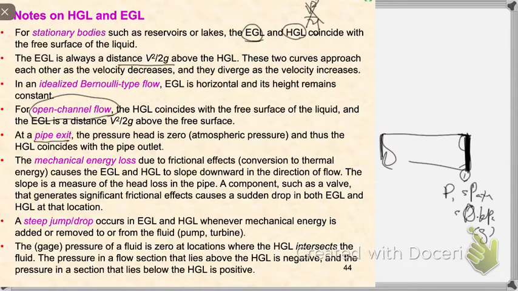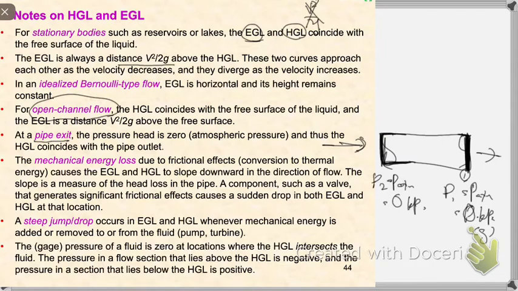Similarly, if your pipe intake is a solid line like that, then P2 there is equal to P atm, which is equal to 0 kPa.